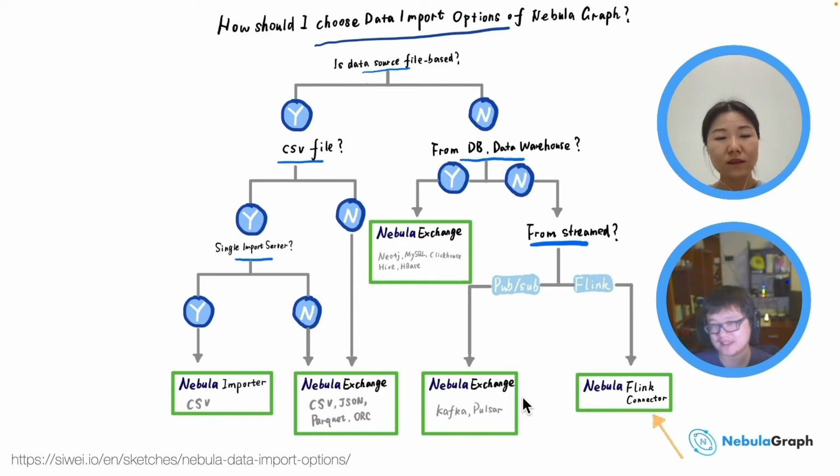So does it make sense to you? Yeah, yeah, it makes very much sense to me. But I still have another confusion. What's the difference between Nebula Exchange and the Spark connector?